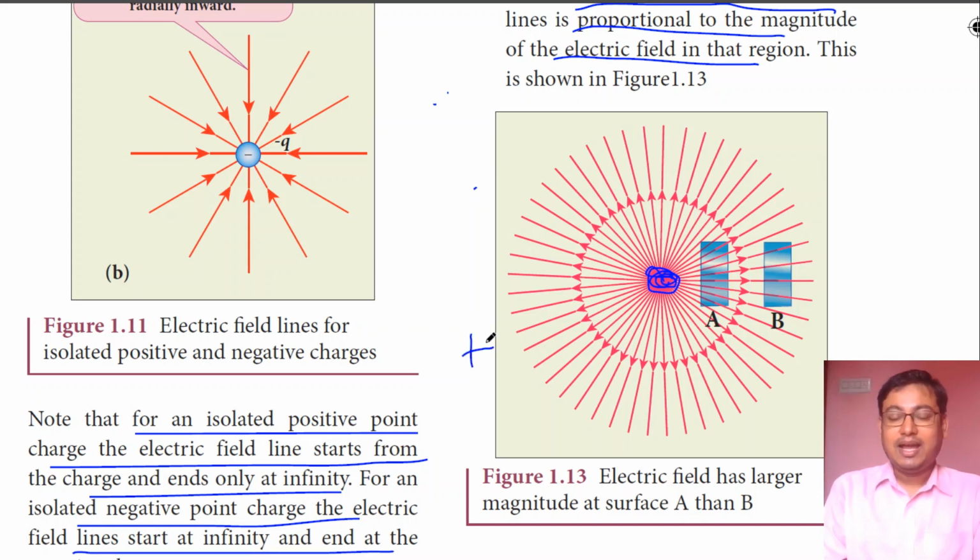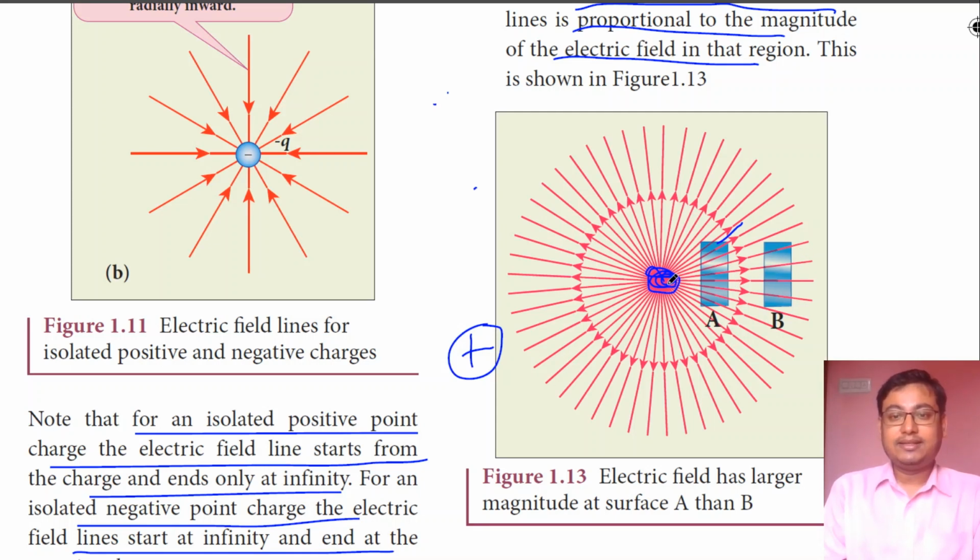You can see here two regions are taken, region A and region B, both of same area. You can see that the number of electric field lines passing through region A is more than that of region B. That means as we go near to the electric charge, the electric field lines become very dense, and as we go away from the charge, the electric field lines decrease in the given region.